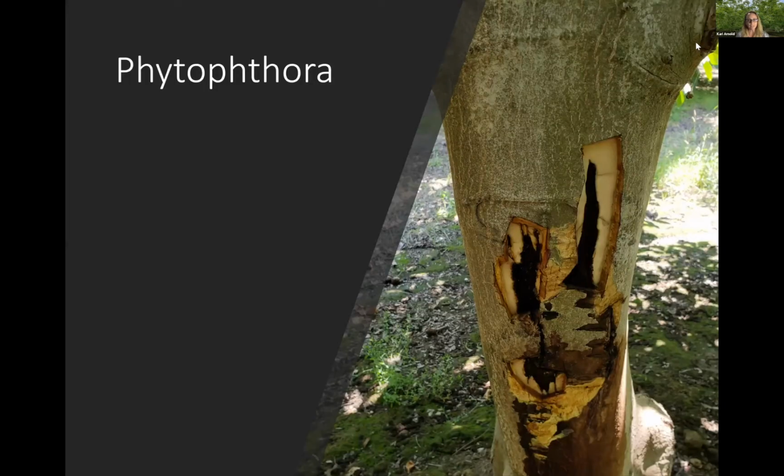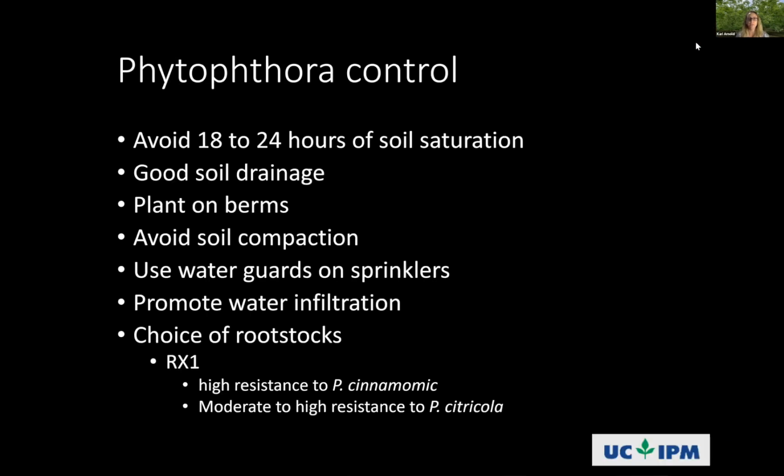Phytophthora, this is what it looks like. This is obviously a severe infection. Hopefully it's not this bad in your orchard, but it can be. This was actually related to floodwaters, like 2 or 3 feet above ground. But this can also happen just from having your irrigation on too long.